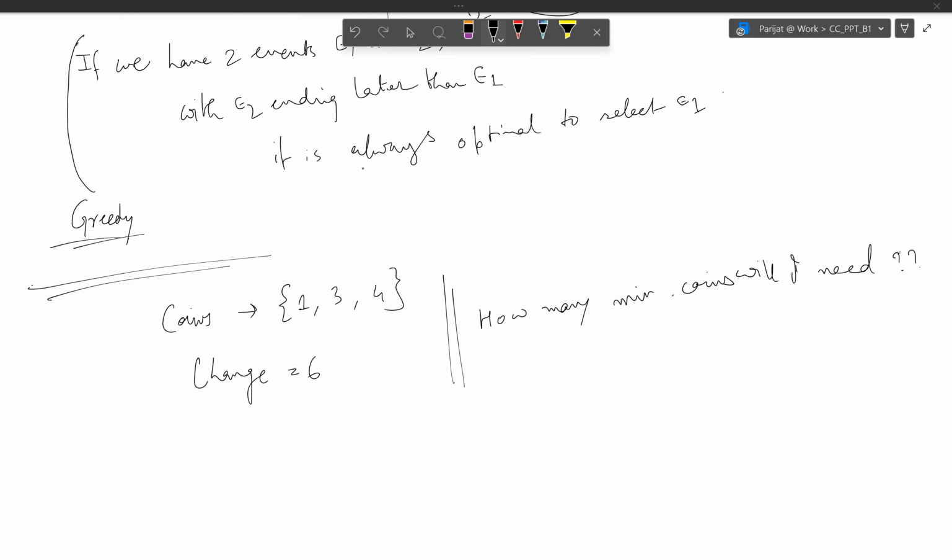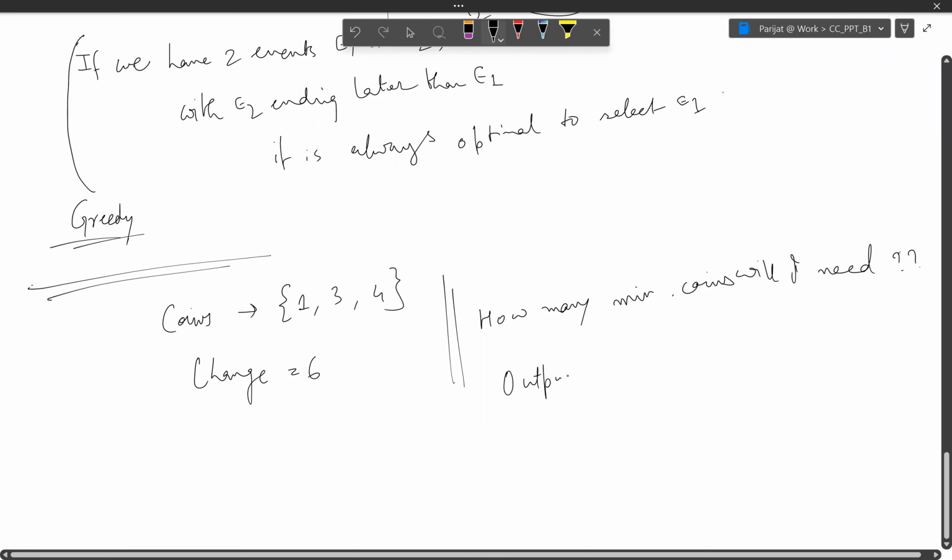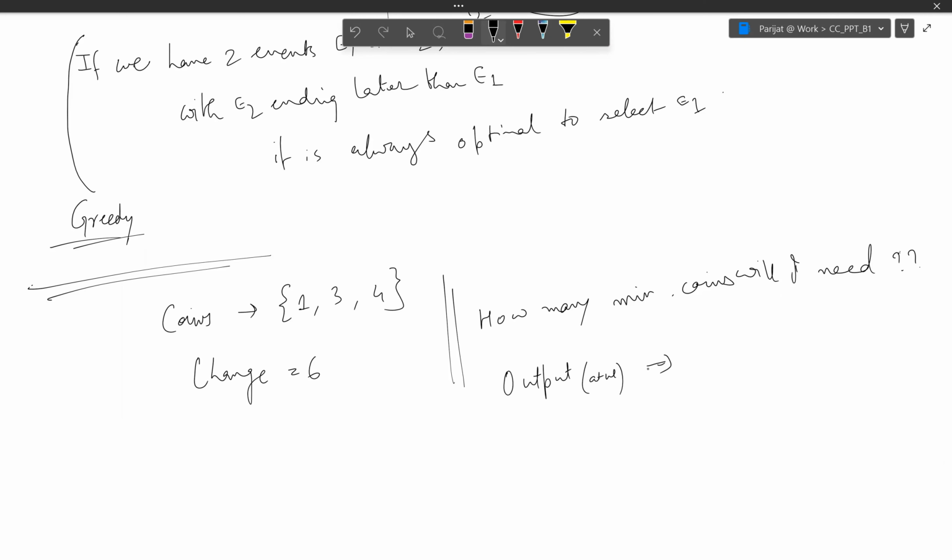Okay, so if you start with the max value, then your answer in this case, Atul, would have been, so according to Atul's logic, I'm just calling it output Atul, he would select the maximum coin first. So you select a coin of value 4, then you are left with 2, right? So you cannot select the coin with value 3. So you see there is a coin with value 1, you select it. Then you are left with a value of 1. So you select another coin of value 1, right? And you use up 3 coins.